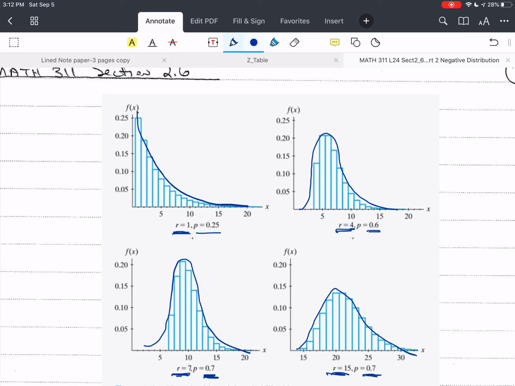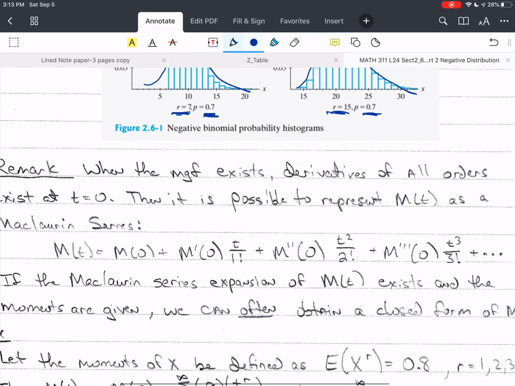So yes, as we decrease R, this gets thinner. The distribution gets thinner. As we, looks like as we increase P, we change the skew, okay? So we're changing the shape. All right, so here's what they look like. Hopefully that gives you an idea of what happens there.